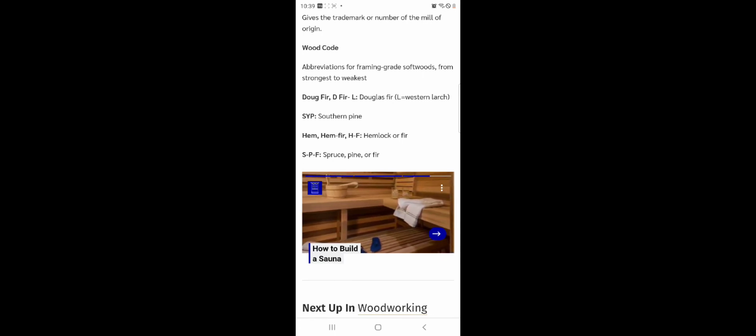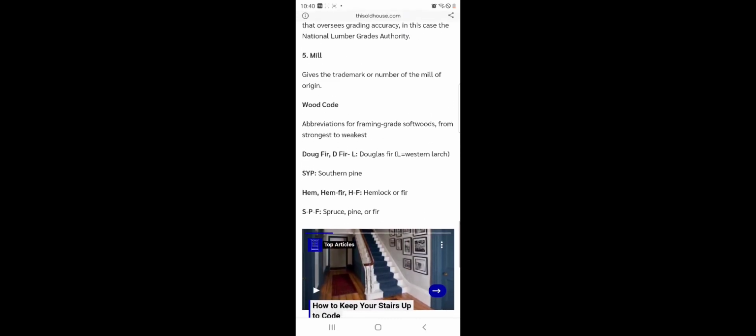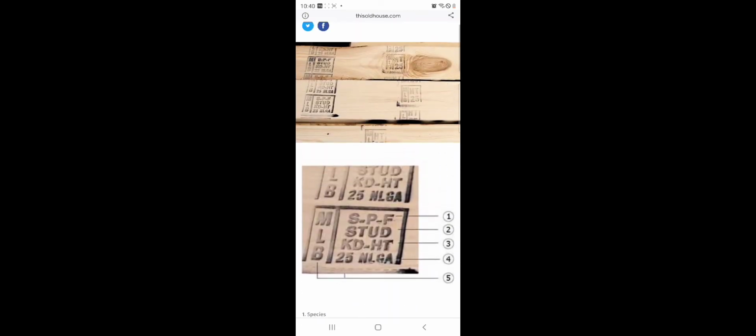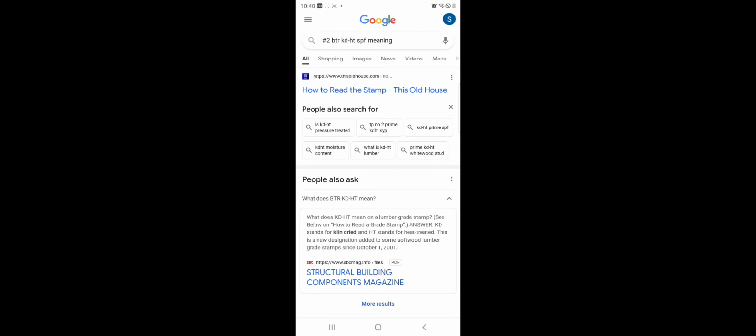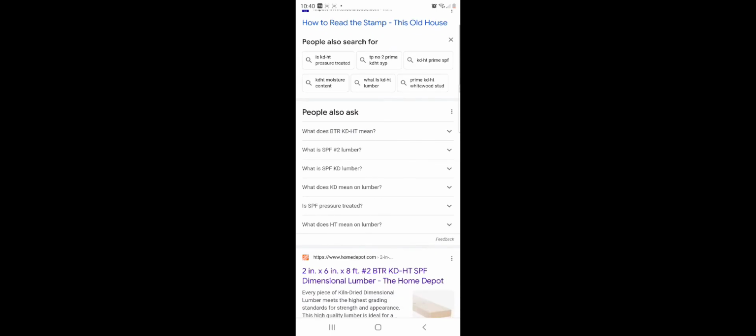Okay, now I gotta figure out what the BTR stands for. So now we know we have either spruce, pine, or fir, and it's heat treated and dried in a kiln. So that's what the KDHT and SPF stand for. Now you just got to figure out what the BTR stands for. What does this say? Kiln dried, heat treated. Okay. But we still have a BTR.